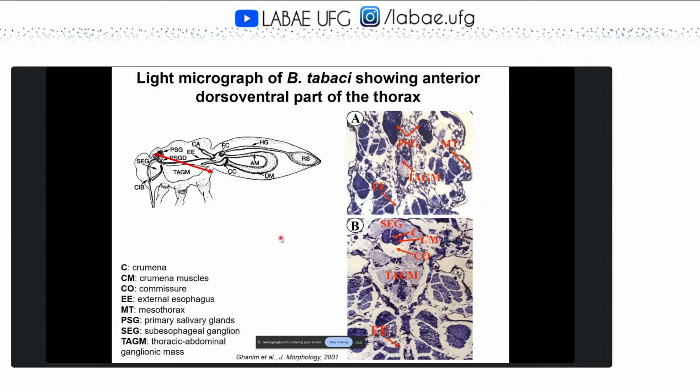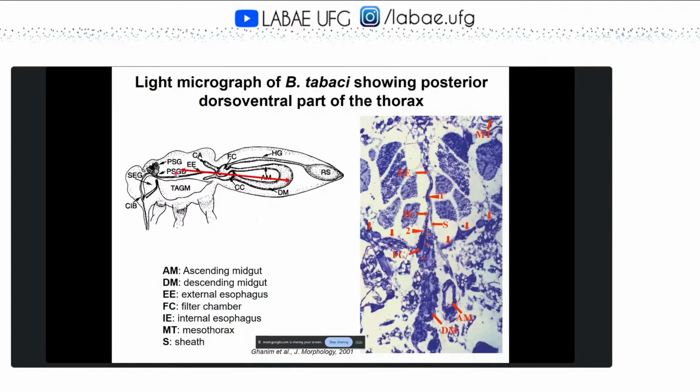Next is this red line here, a section through the thorax and the abdomen, and you can see how the esophagus goes through the thorax, then continues to the midgut, entering the abdomen. Those were really neat photos, and this is how we learned how the anatomy of these whiteflies is built from the inside.